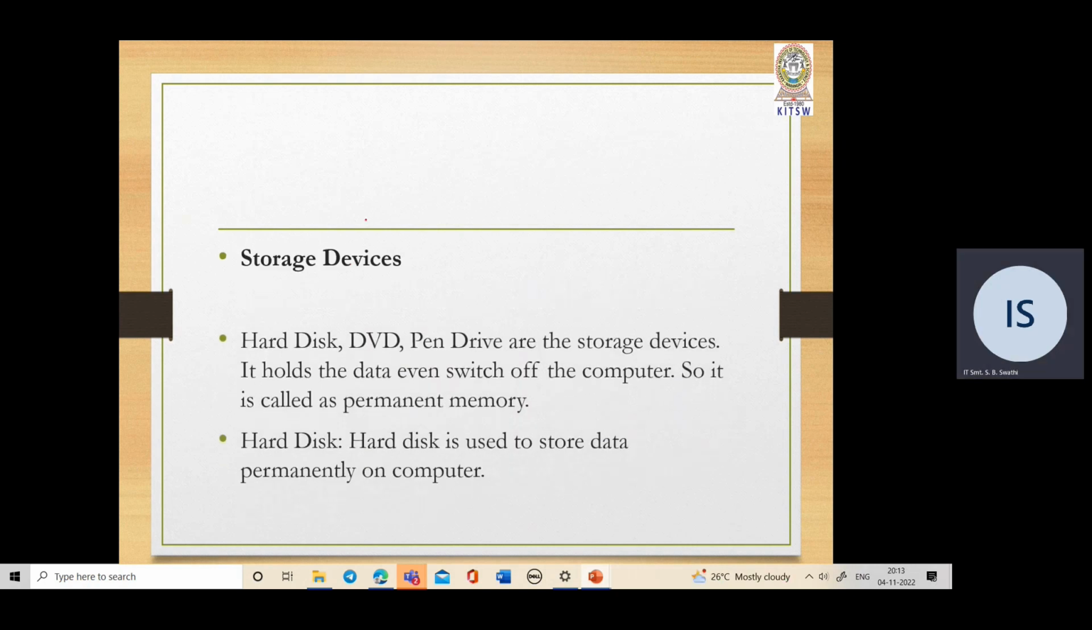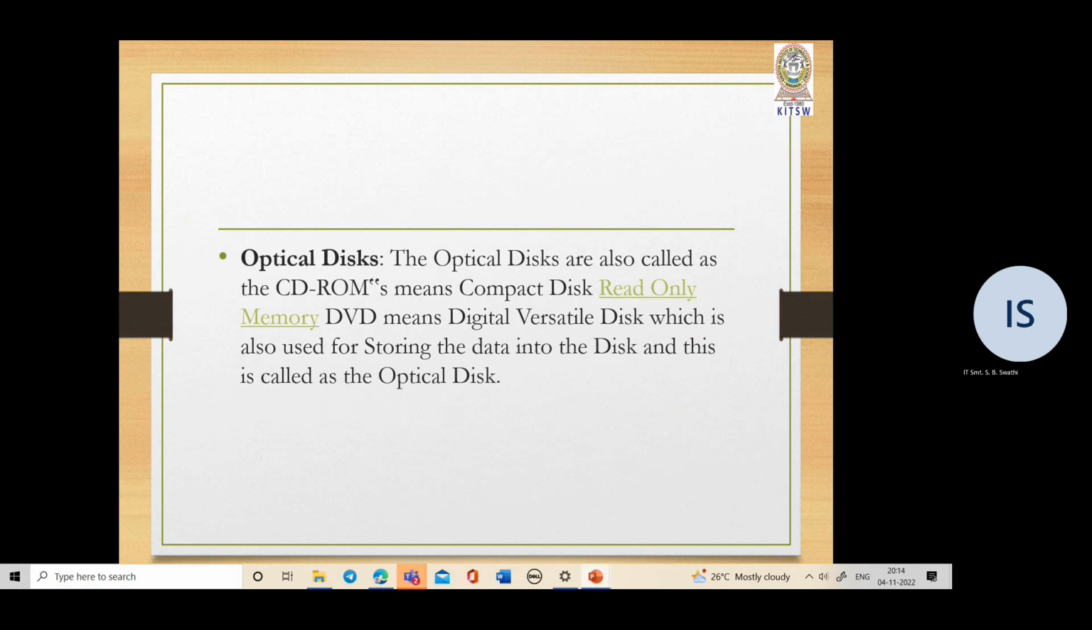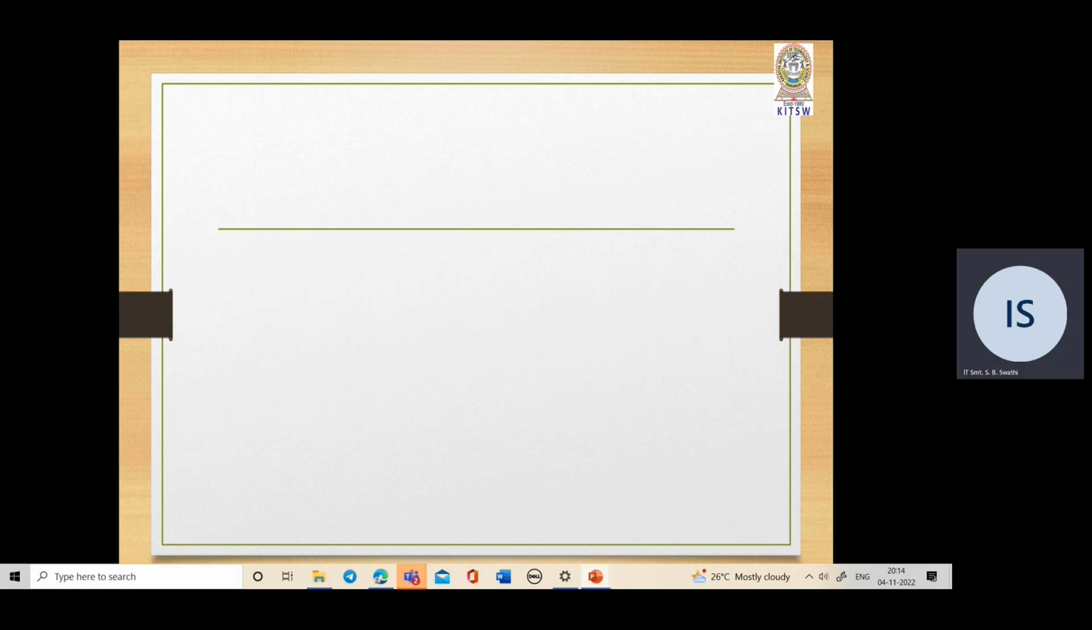And these are other auxiliary modules. Here we have different types of storage devices. We can use hard disk, DVD, pen drives. These are all sources of external memory devices. Among all these, only the hard disk stores the data permanently on the computer. And we also have optical disk, which helps to store the data again.